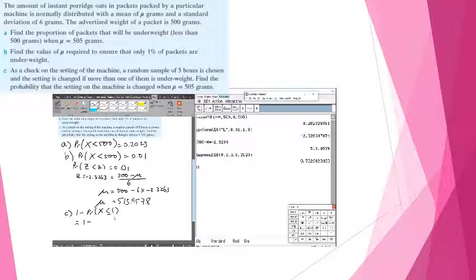That then gives us 1 minus 0.7326. Just remember, alternatively, we can just do 1 to 5 as well. Anyway, if we subtract that, we get 0.2674.